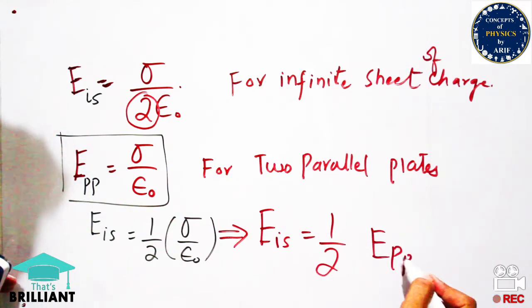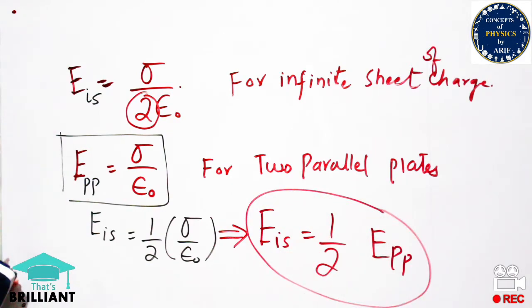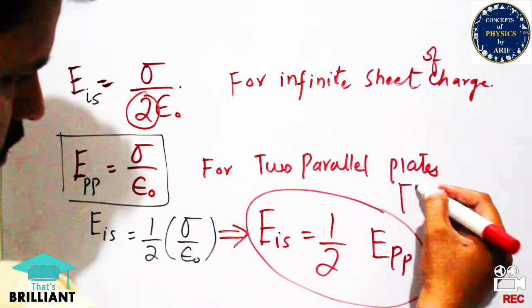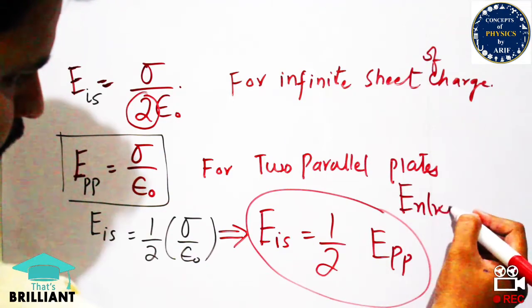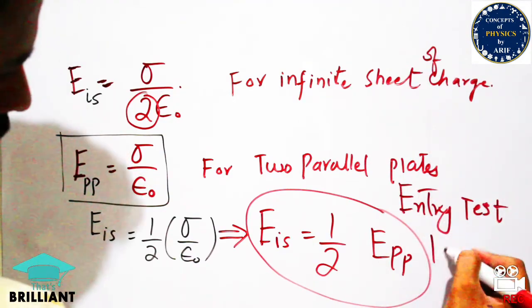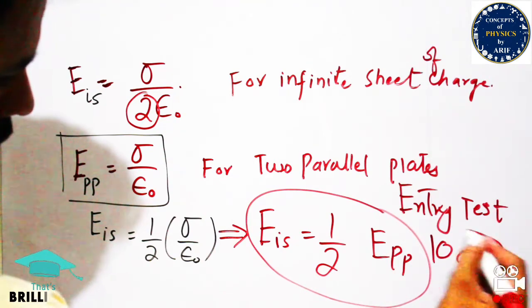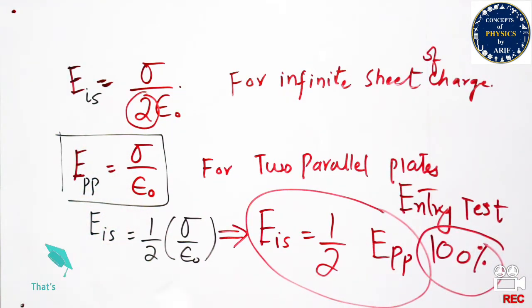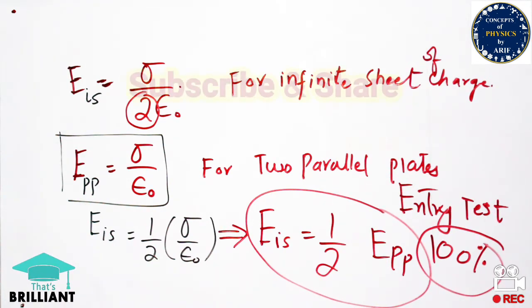It means that the electric field intensity of the infinite sheet is half of the electric field intensity in parallel plates. So this is a 100% inter-test question, and you need to prepare this question very efficiently. This is 100%, and you can earn 5 marks in the inter-test of physics.